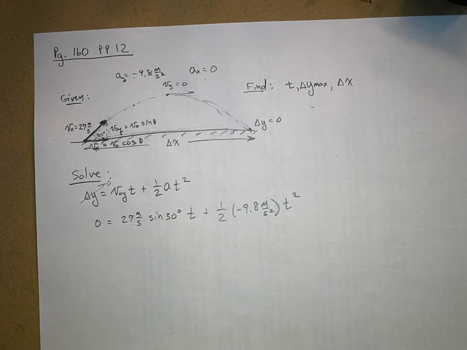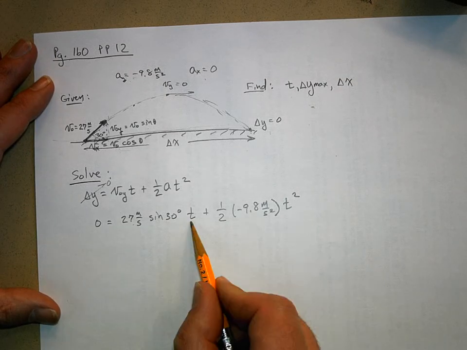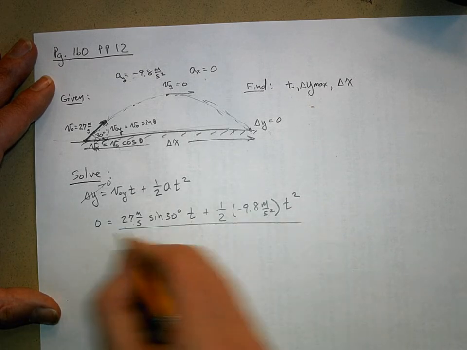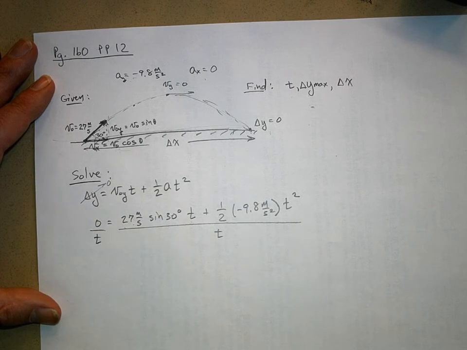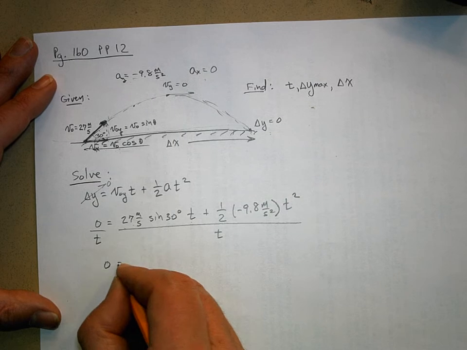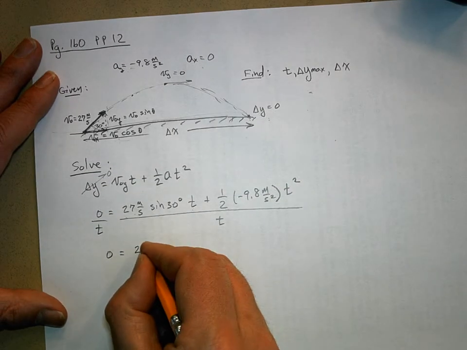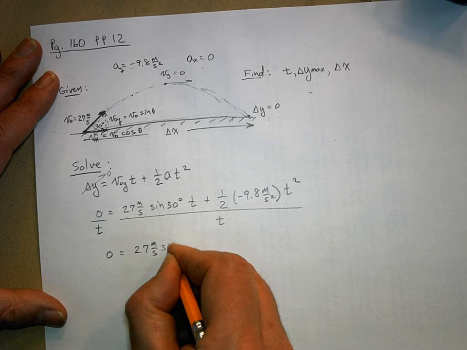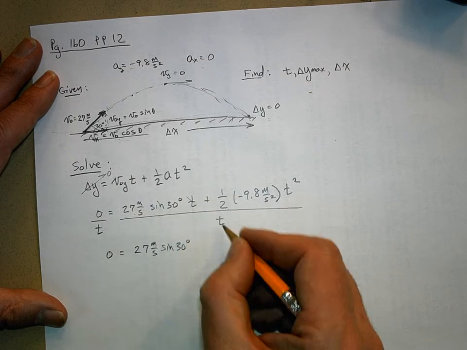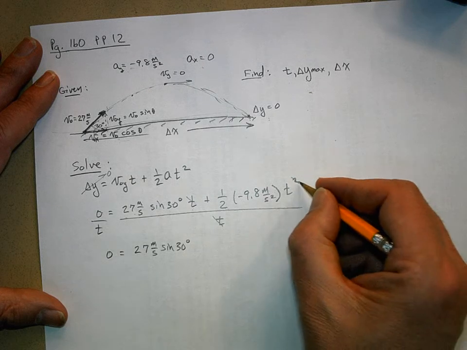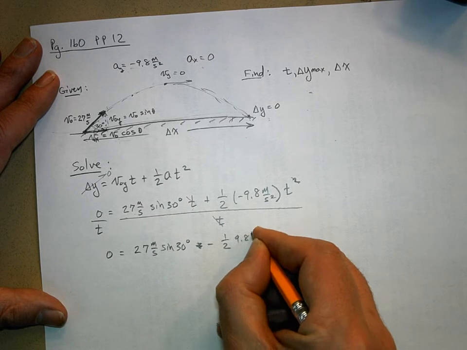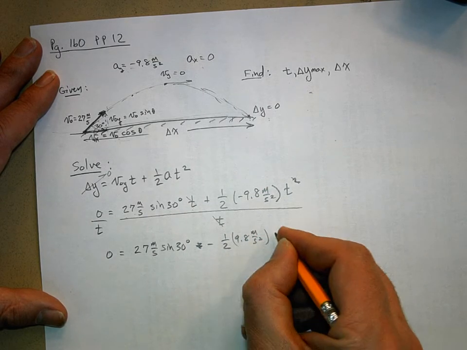Well, how do I solve for time if it's in both terms? Well, first of all, let's divide both sides by time. And notice over here, 0 divided by time is still 0. This is just 27 meters per second times the sine of 30 degrees. But now time cancels out, see? Time cancels there, and it also cancels with the time squared. Well, let's just put minus 1/2 9.8 meters per second squared times time.